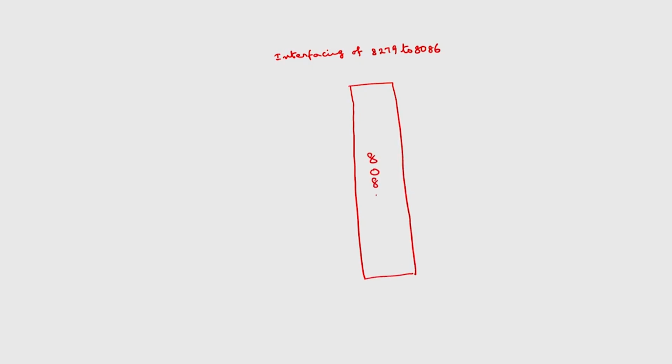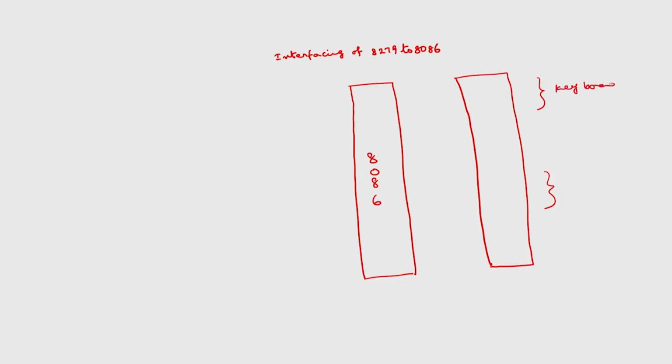We are going to use only the 8086 or the microprocessor interfacing lines. Here we have some signals connected to the keyboard, some signals connected to the display. Keyboard signals and display signals, I am not showing here, and there are some scan signals.